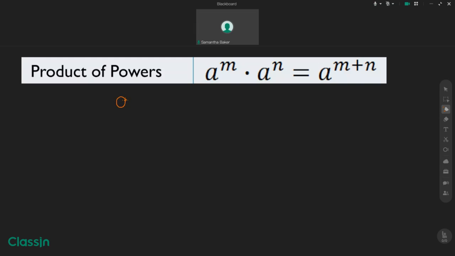I'm going to pick A equals 4, M equals 2, and N equals 3. And I'm going to plug these into each side of this equation. So for the left side, we've got 4 to the second times 4 cubed. Does that equal 4 to the 2 plus 3? And I put a question mark here because I'm trying to say, does this equal?